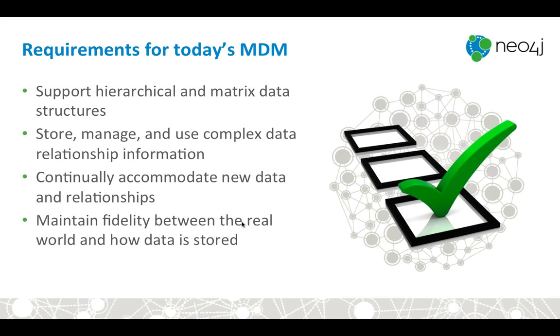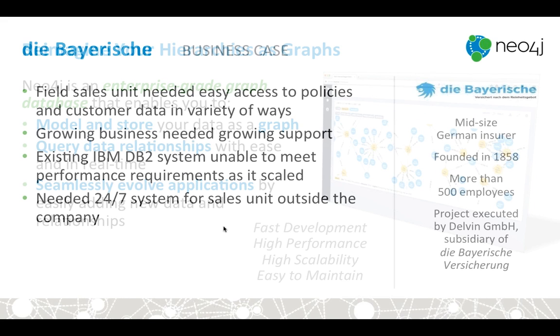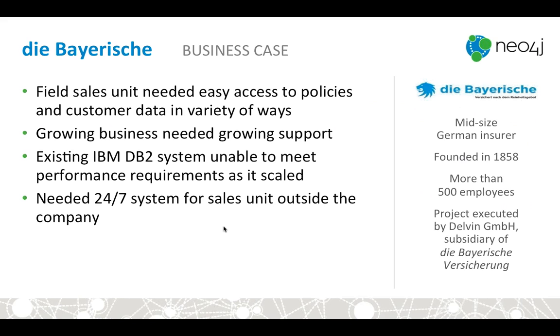All of this adds up to new changes, new requirements for today's changing MDM. You have to continually accommodate new data relationships, and you have to maintain the fidelity between the real world and how your data is stored. So you need to reimagine your hierarchies as graphs. Neo4j is an enterprise-grade graph database that lets you model and store your MDM data as it exists, as a graph. This means that you can query those data relationships very easily, you can meet your real-time SLAs, and you can change your applications as you need to. This leads to high performance, really great scalability, and it's much easier to maintain this way.